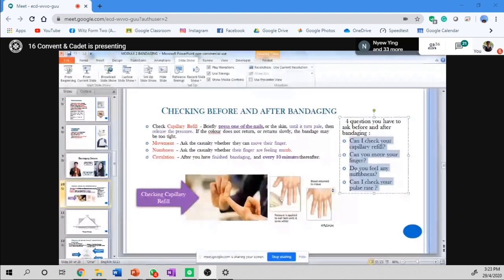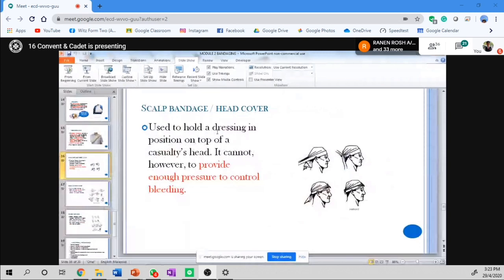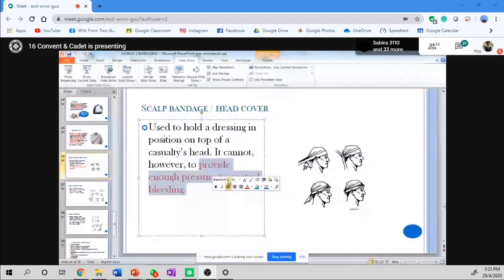Okay, so next, this is the head cover. This one I just go through. It is used to provide enough pressure to control bleeding. Let's say the casualty suffers a road traffic accident, kemalangan jalan raya. The person is knocked down by a car or something, then you have to perform this head cover for him. So, provide enough pressure to control bleeding.